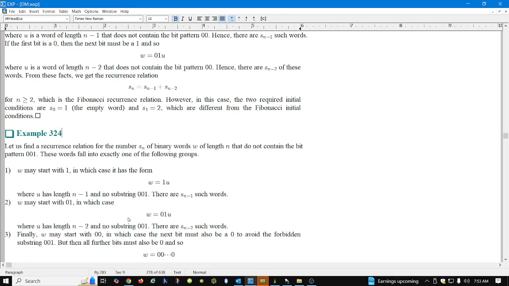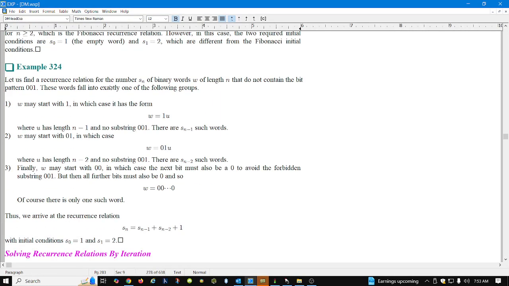Let's do another example. Find a recurrence relation for the number Sn of binary words W of length n that do not contain this bit pattern 0, 0, 1. Well, these words fall into one of three groups. The word W may start with a 1, so it looks like this. U has length n minus 1 and no forbidden substring 0, 0, 1. So there are Sn minus 1 of those words, same as the last example.